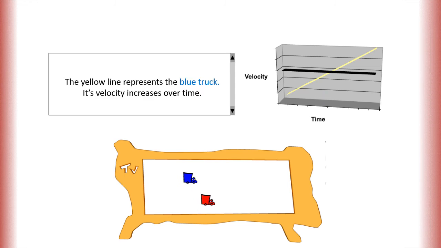Based on the graph below, which line represents the blue truck and which line represents the red truck? The yellow line represents the blue truck. Its velocity increases over time. The black line represents the red truck because the velocity was constant over time.